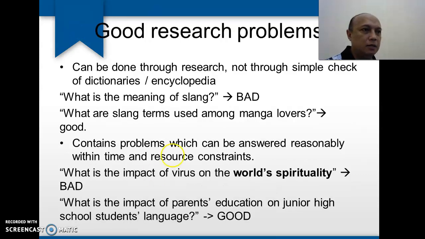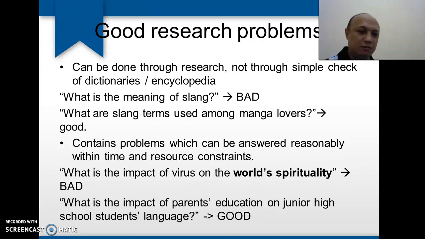Now, good research problems must meet these criteria. It can be done through research, not through a simple check of dictionaries or encyclopedia, for example, Wikipedia, something like that. So for example, what is the meaning of slang? Now this is a bad research problem because you don't need to do research to answer this. You simply open a dictionary and then you'll find the term slang there. And that's it. You get the answer without doing research. And therefore this is a bad research problem.